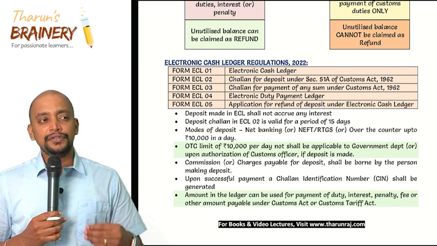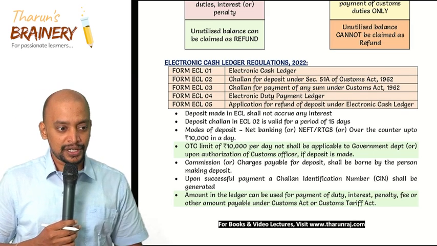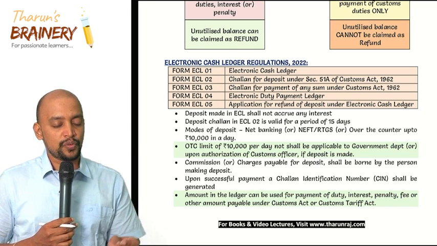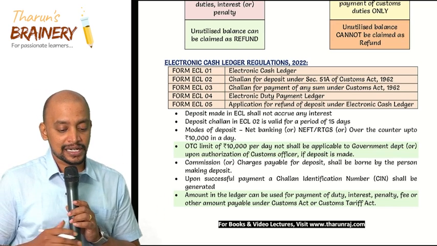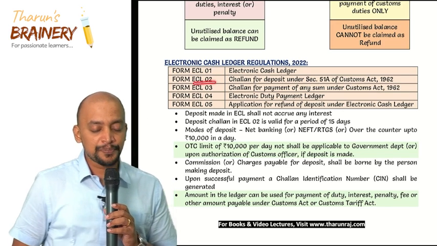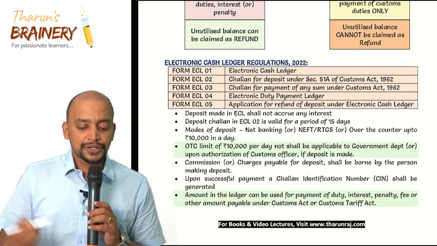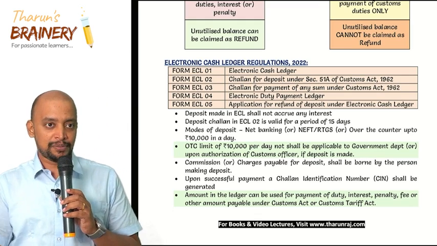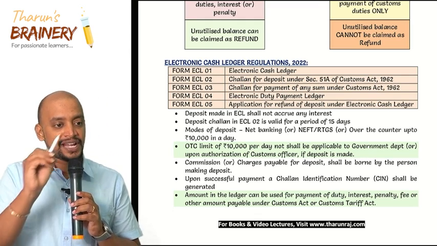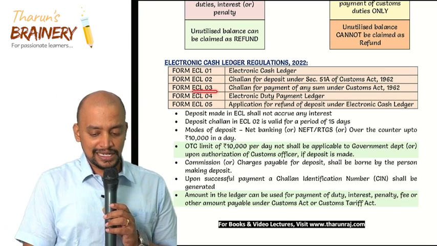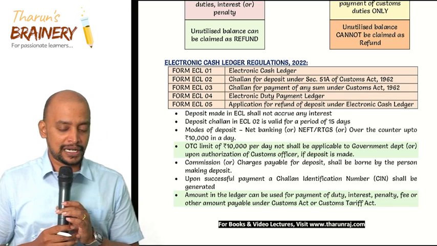That is, whenever we make a deposit into the ledger, there is a challan. We need to fill that challan, meaning who the person is, what amount needs to be deposited, etc. So that challan is ECL 2. And once the money is deposited into the electronic cash ledger, we need to use it for payment of liability, that is, against which duty, how much is to be adjusted. So that is ECL 3, challan for payment of amount under the Customs Act.